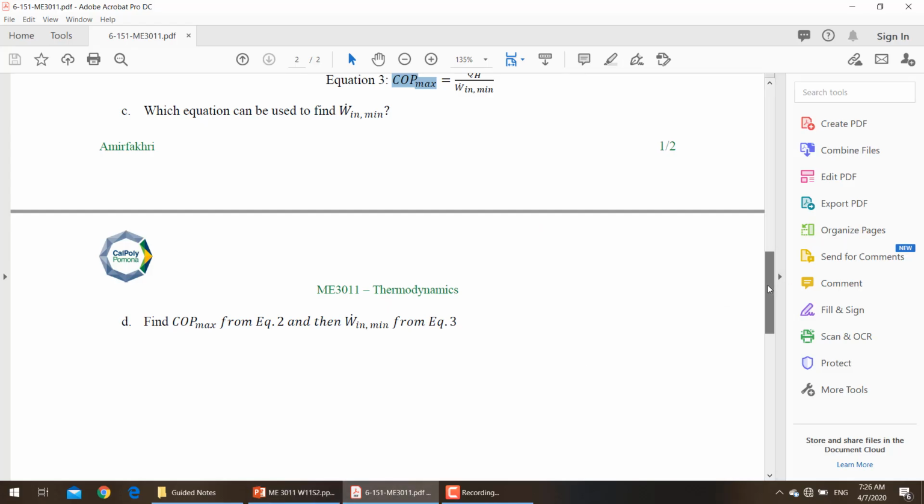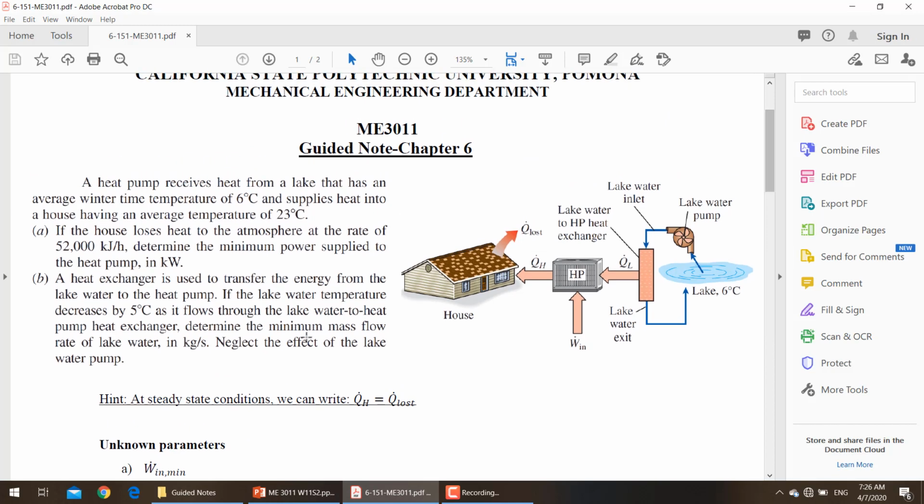Okay, the second part. You are asked to find the minimum mass flow rate of the lake water, correct? You have the schematic of this process. Please spend 2 minutes, pause this video, and then transfer all available information to this flow chart for part B.